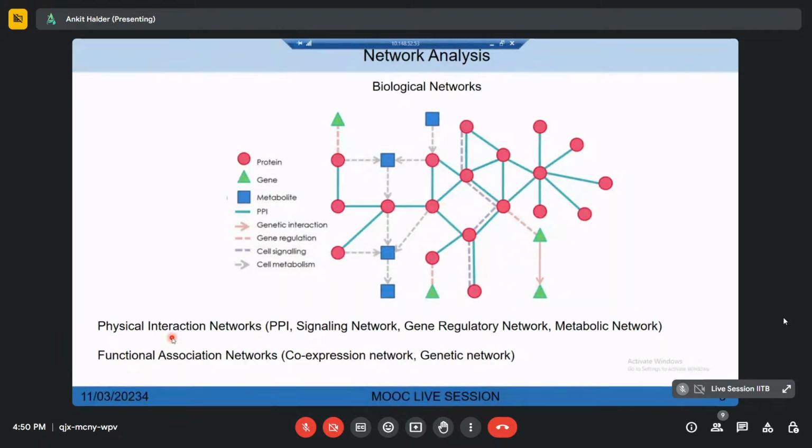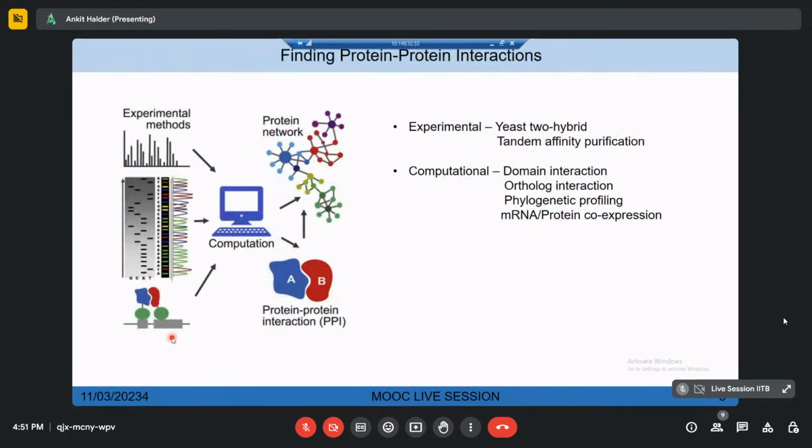So one is a co-expression genetic network, and the physical network interactions are the PPI signaling network and those networks. Now, how to understand those networks? I think students who have gone through the Interactomics course have gone through all these techniques to a greater extent, where we have the protein networks, and the PPI one in the experimental method is yeast two hybrid, tandem affinity purification or co-IP kind of experiments.